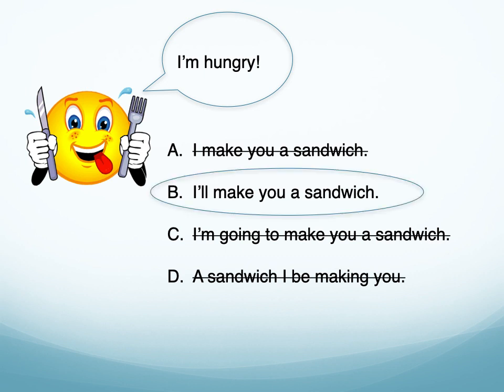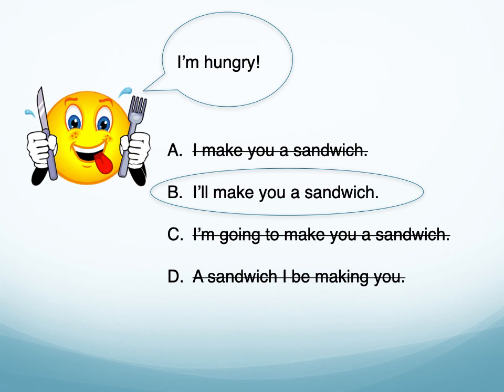So if you said B, you are correct. I'll make you a sandwich. So this person is complaining that he's hungry, and we are voluntarily choosing to help him and to make him a sandwich. So remember, in those voluntary actions, something you choose to do, we need to use will. So I will or I'll make you a sandwich.